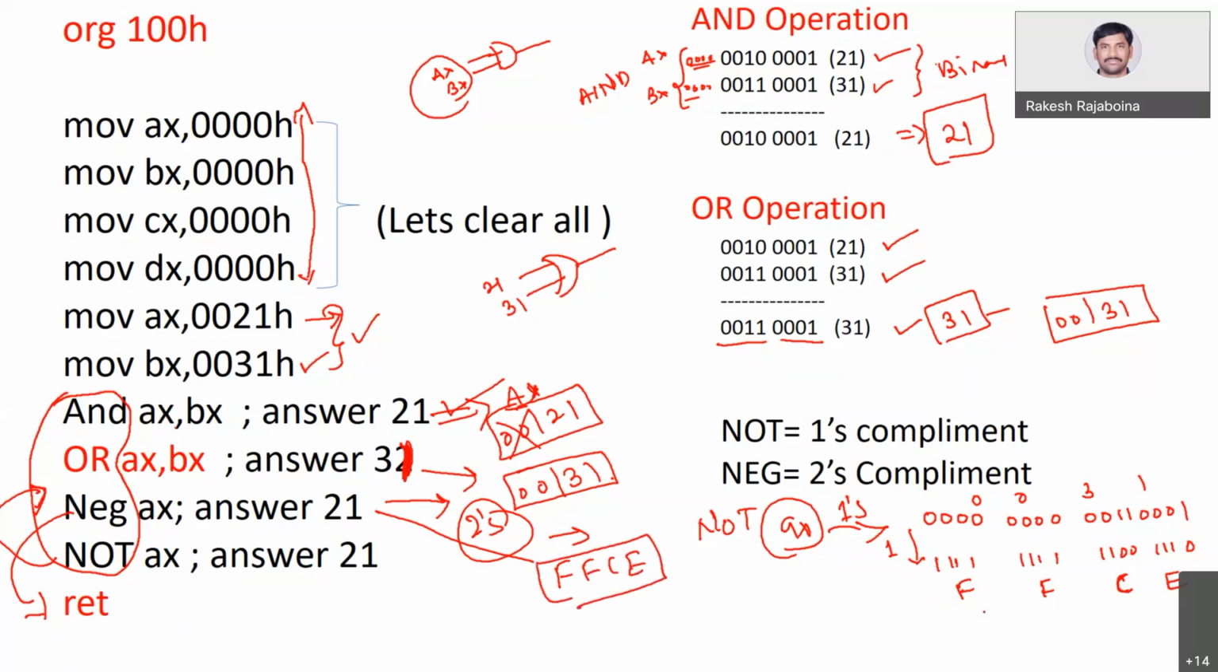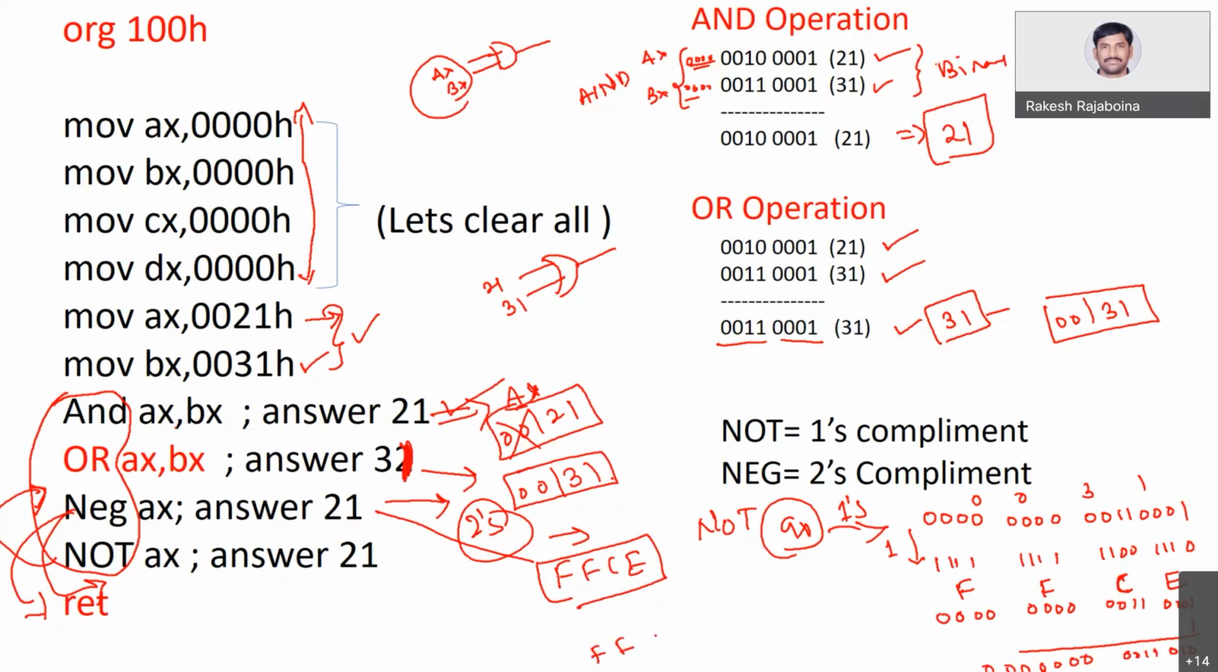Now if you add 1 to this, then you're going to get the negation operation. Suppose you do the negation operation after the NOT operation. Now this FFCE value will get complemented. That means it becomes 0000, then 0000, then 0011, then 0001. Then add 1, so you're going to get 0010, then 0011, then 0000, then 0000. That means you're going to get FF.